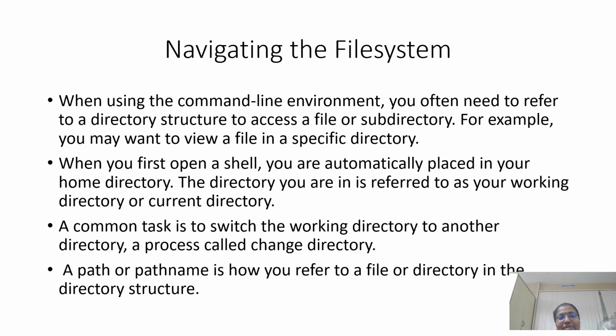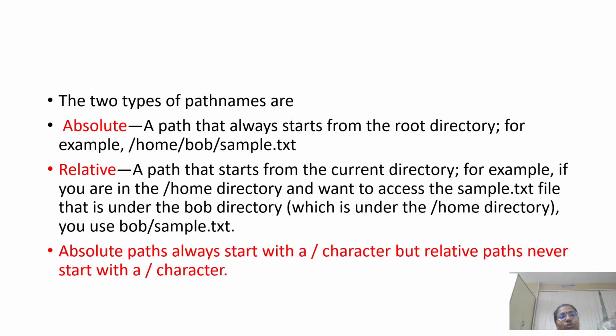A path or path name is how you refer to a file or directory in the directory structure. There are two types of path names. One is the absolute path name, that is from the root: what directory, under that what directory, under that what directory, under that what file. That is your absolute path. The other is the relative path, a path that starts from the current directory. For example, if you are in the slash home directory and want to access the sample.txt file under the bob directory, then you can use bob slash sample.txt. Absolute paths always start with a slash character, but relative paths never start with a slash character.